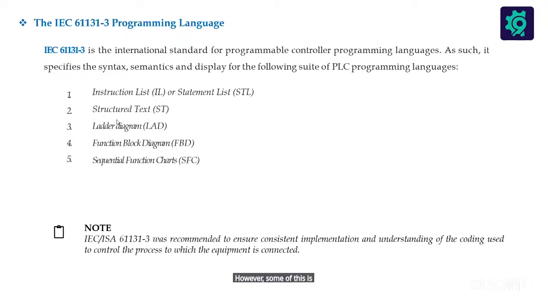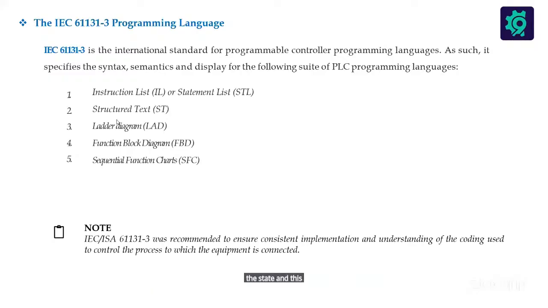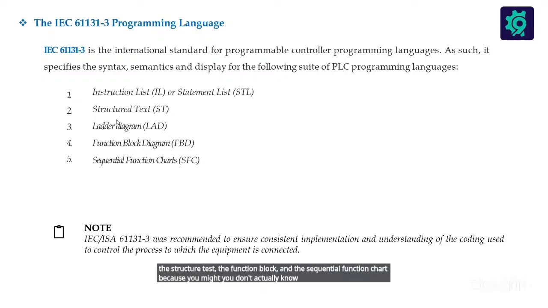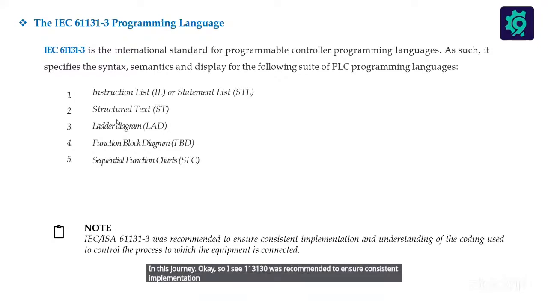But what I'm saying in essence is, don't limit yourself to ladder. At least have a basic understanding of the statement list, the structured text, the function block, and the sequential function chart, because you don't actually know the challenges that are going to come your way in this journey. So IEC 61131-3 was recommended to ensure consistent implementation and understanding of the coding used to control the process to which the equipment is connected.